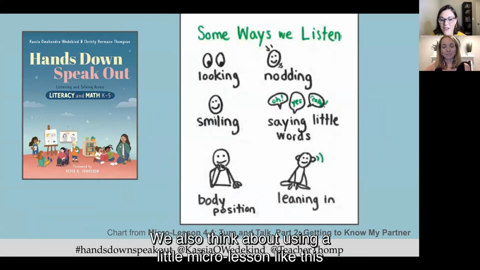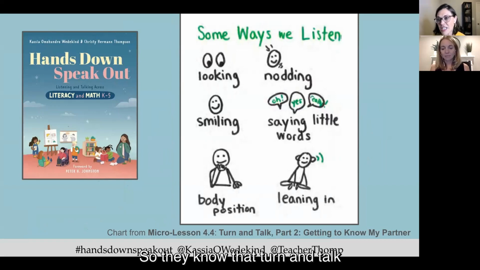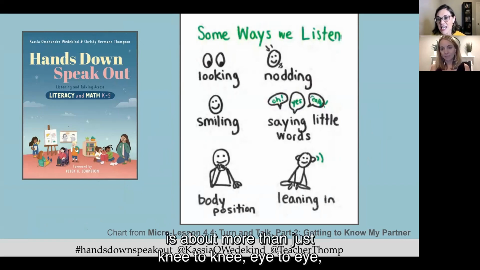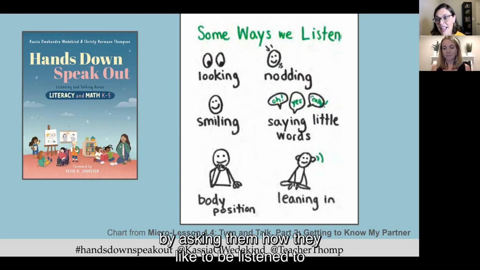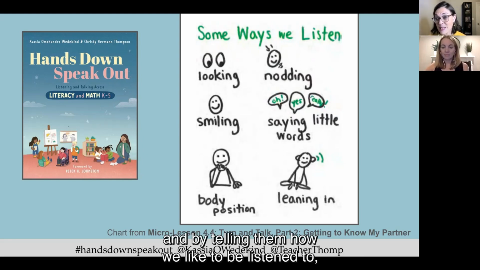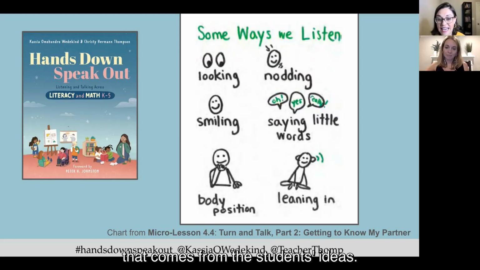We also think about using a little micro lesson like this to help students get to know each other and their partners, so they know that Turn and Talk is about more than just knee to knee, eye to eye, that there are lots of ways of listening to your partner, and we can get to know our partners by asking them how they like to be listened to, and by telling them how we like to be listened to, and maybe brainstorming a little list like this that comes from the students' ideas.